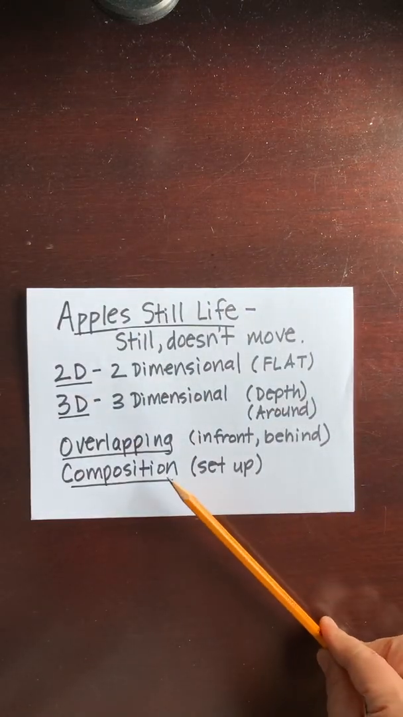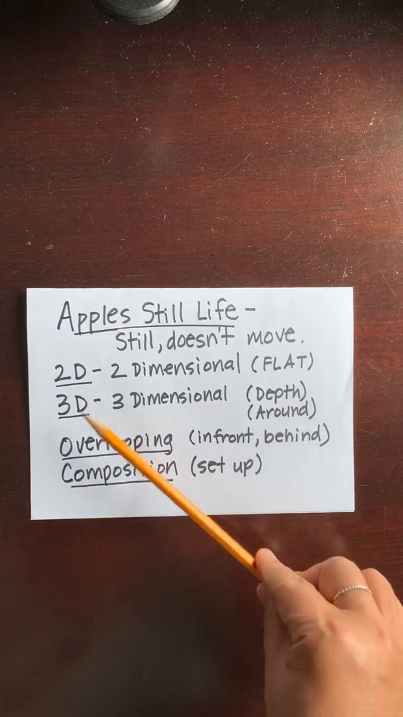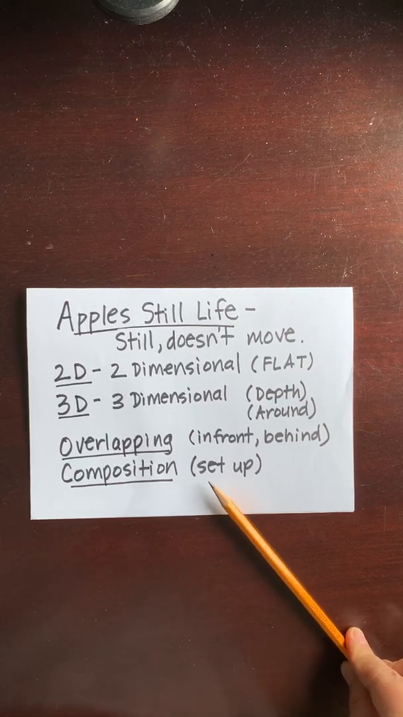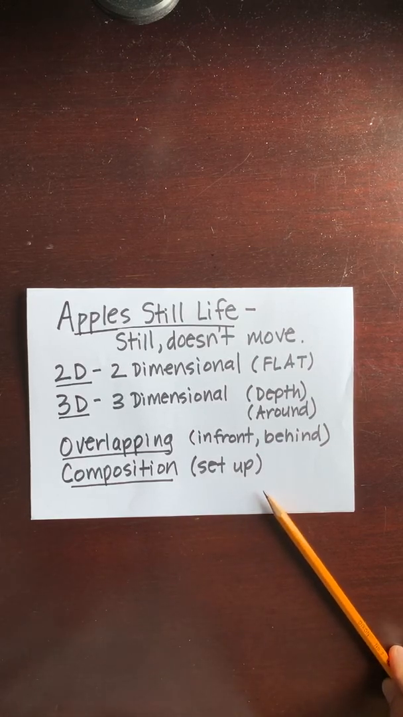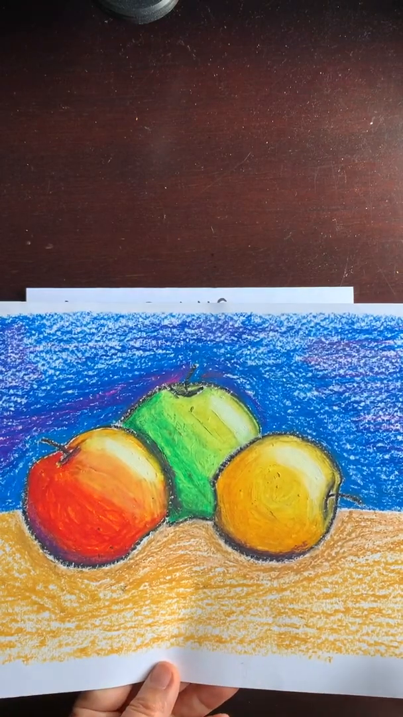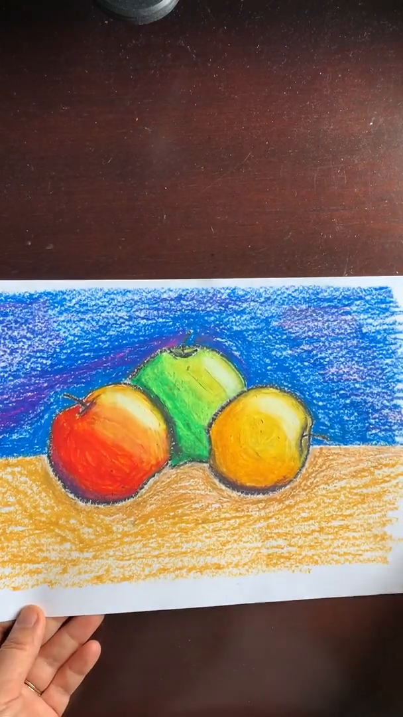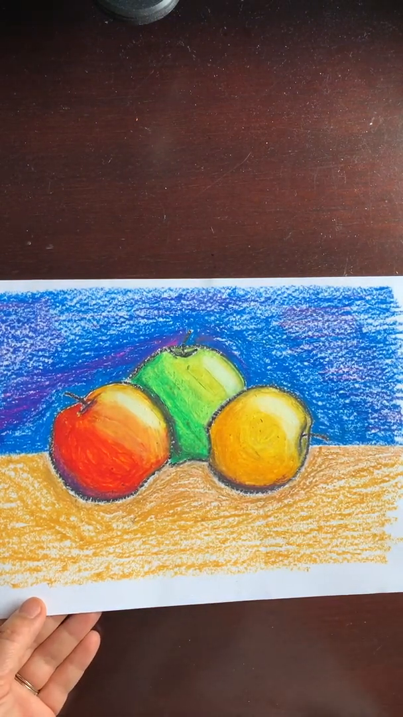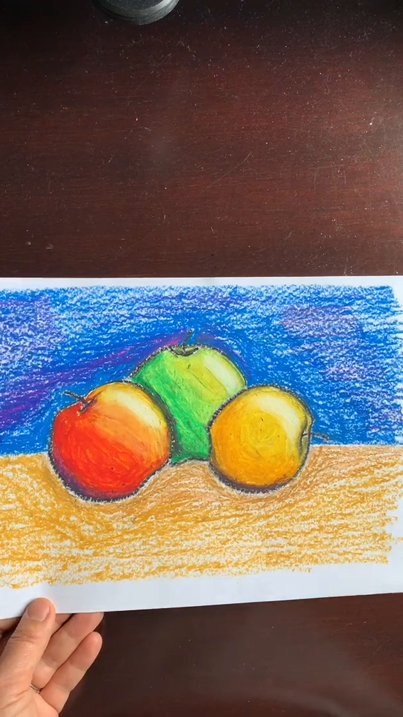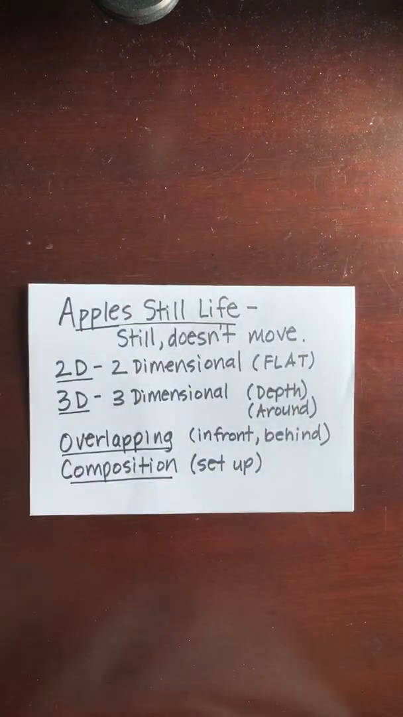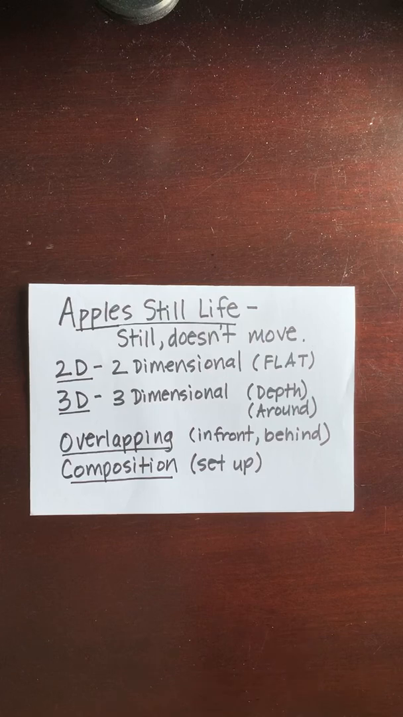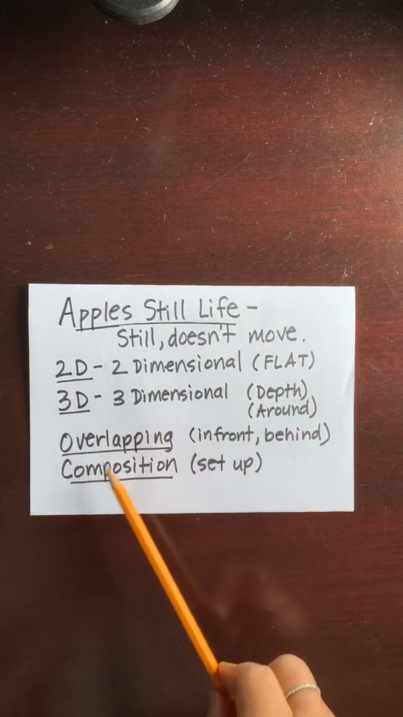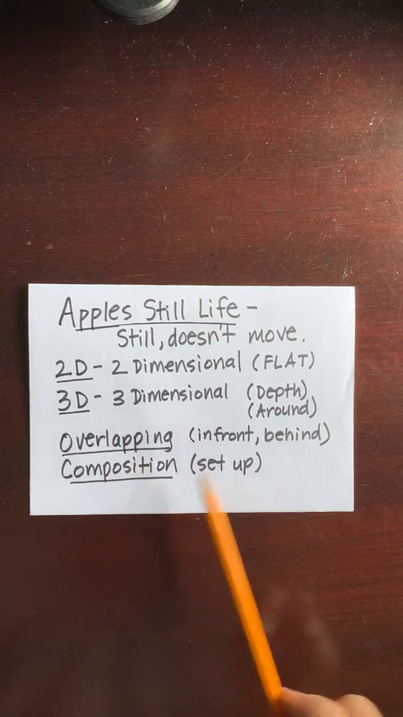And our fifth and last word is composition. And composition means set up. So our apples have a composition here that's arranged with three apples on top of a tabletop. And this was the way that I composed or set up my artwork. So we have 5 words here. We have Apple Still Life, 2D, 3D, overlapping, and composition.